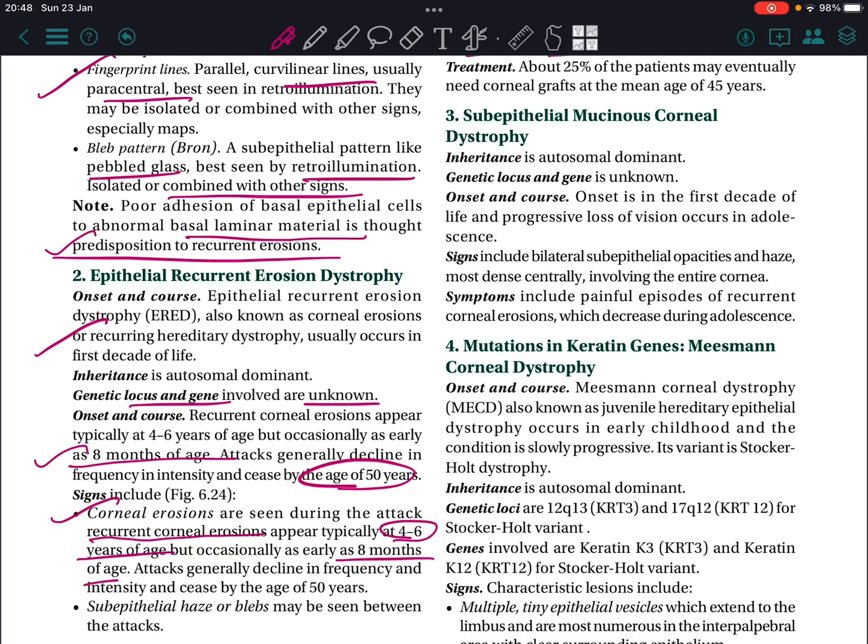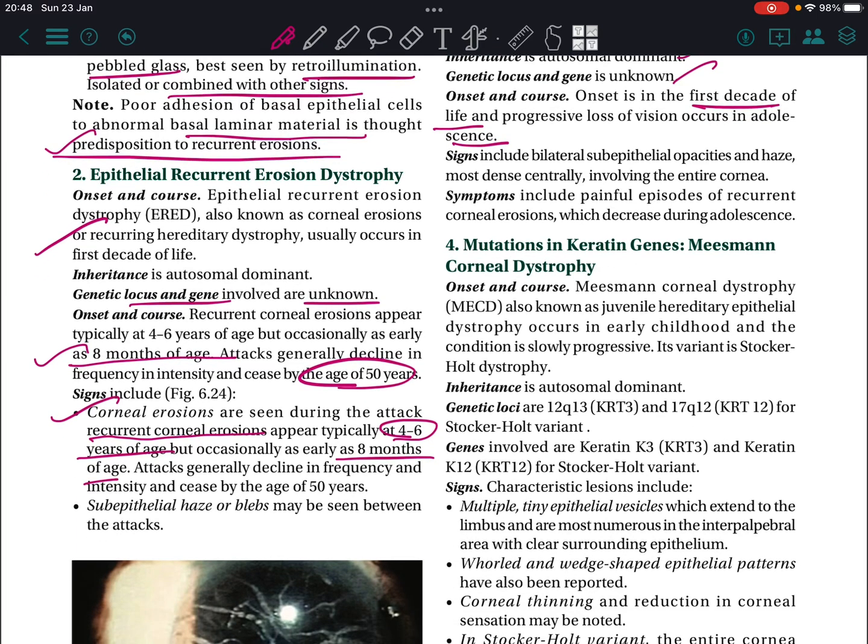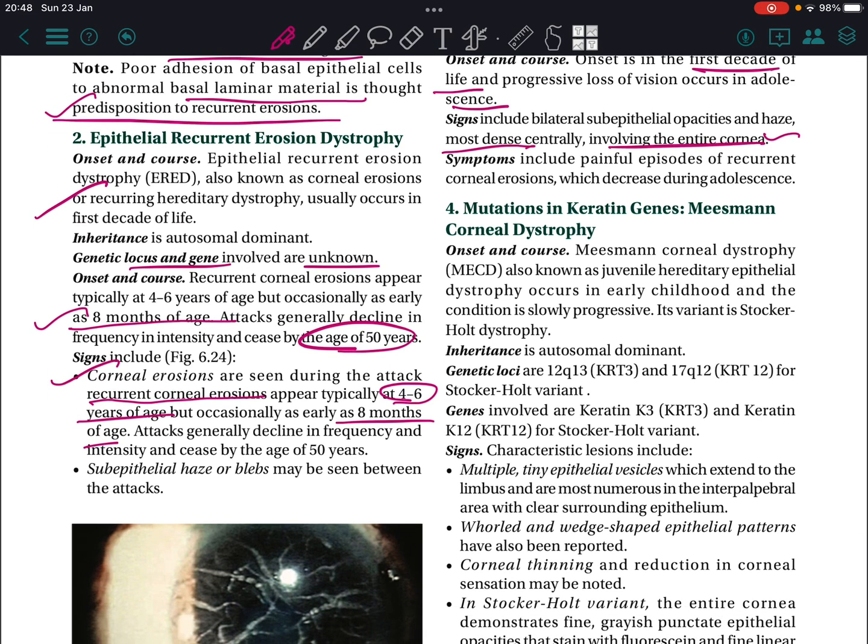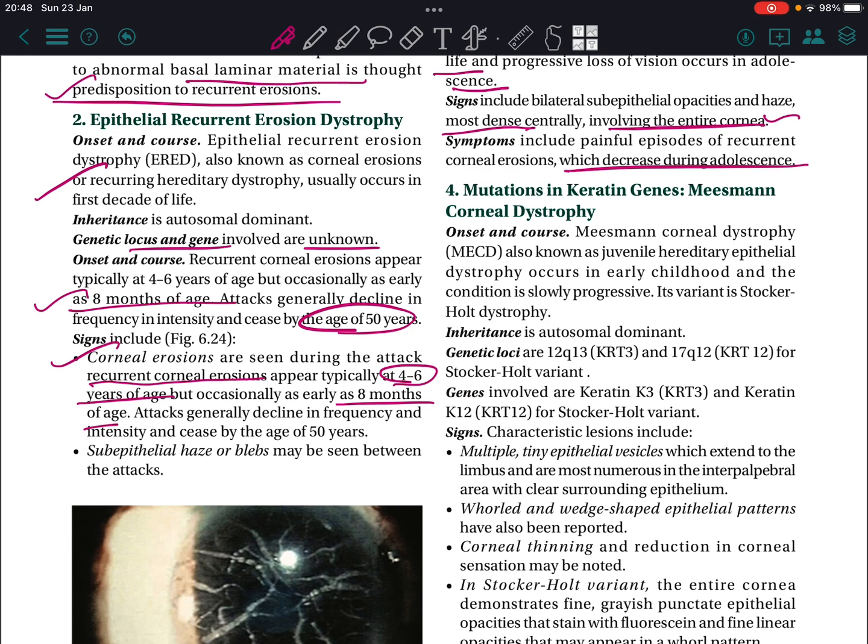Subepithelial mucinous corneal dystrophy. In addition, it is autosomal dominant; genetic locus and gene are unknown. Onset is in the first decade of life. Progressive loss of vision occurs in adolescence. Signs include bilateral epithelial opacity and haze, most centrally involving the entire cornea. Symptoms include painful episodes of recurrent corneal erosions, which decrease during adolescence.